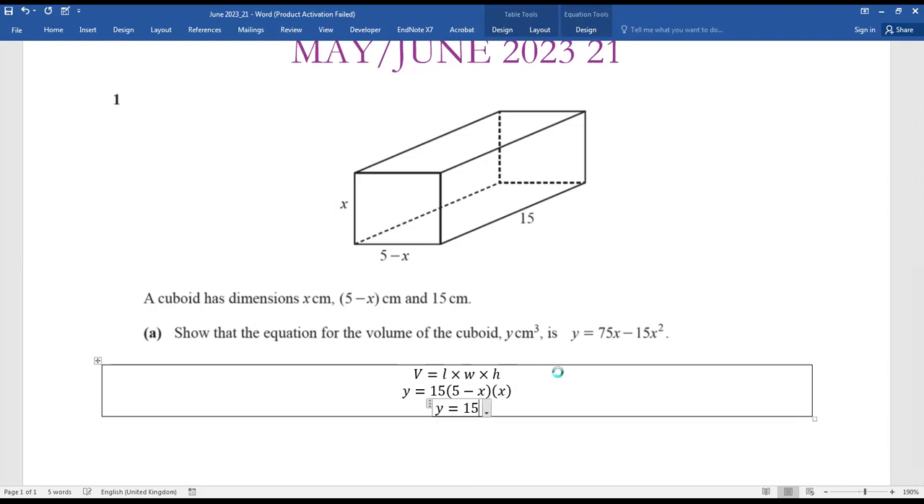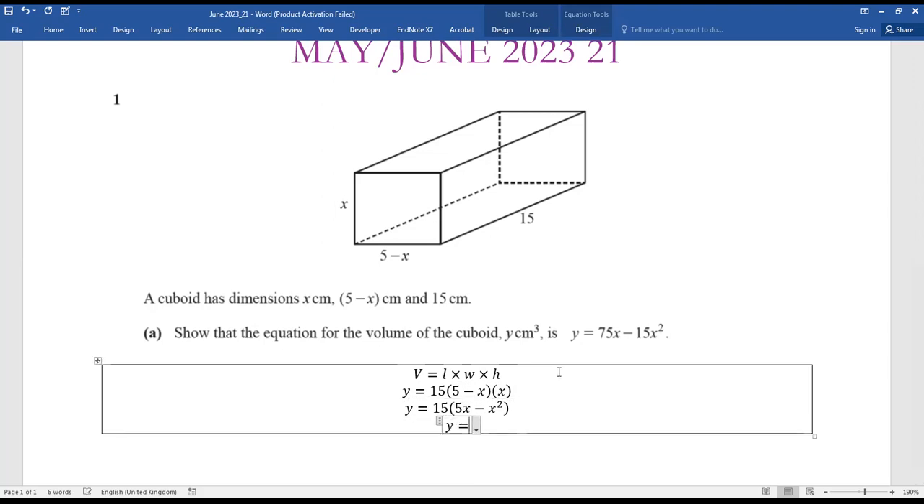So my y will be, first let's multiply the bracket with x, 5x minus x squared. Then the entire answer multiplies with 15, which is 75x minus 15x squared. So this is how we represent the volume of the entire cuboid.